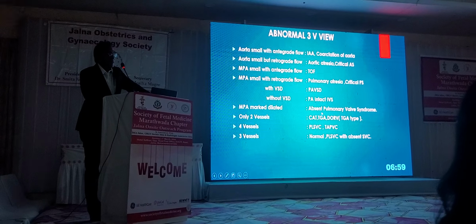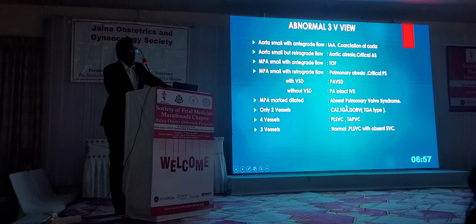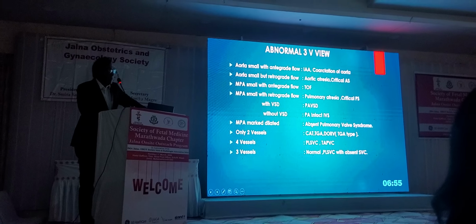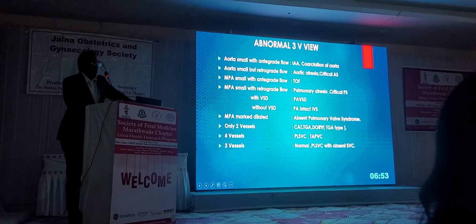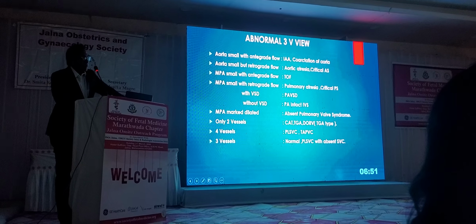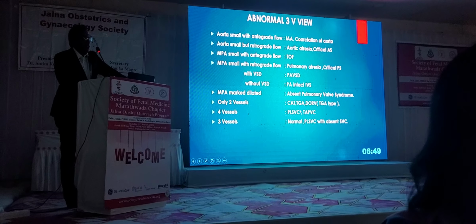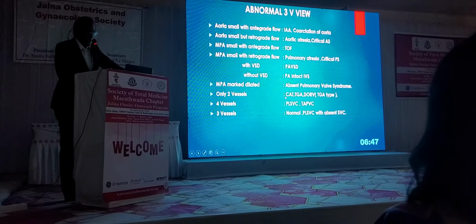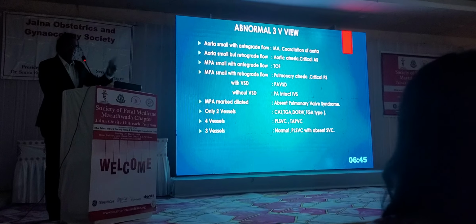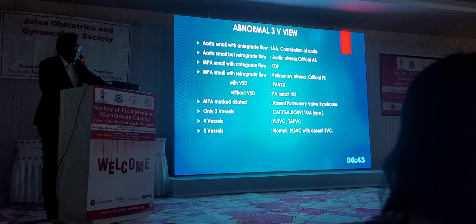Only two vessels are seen in CAT and TGA. Depending on the size of the vessel, we can differentiate the two further. DORV, TGA type, will also show two vessels. Four vessels can be seen in PLSVC. This is a normal variant we see in isolation, that is persistent left SVC. Basically the fetus will have two SVCs, right and left both.